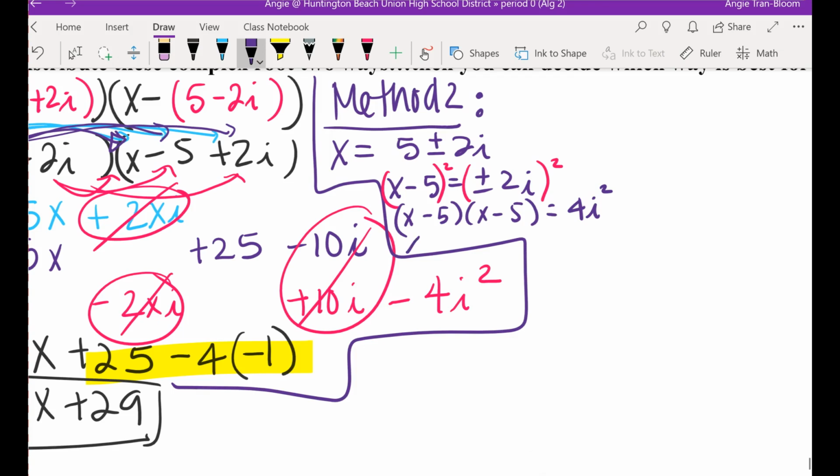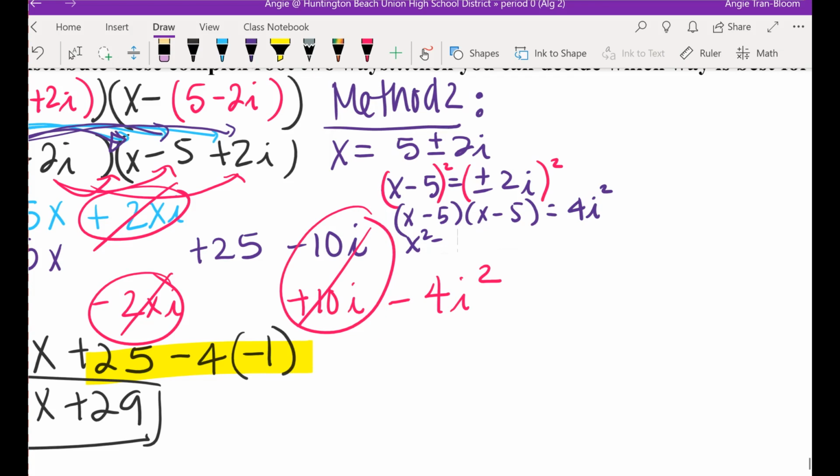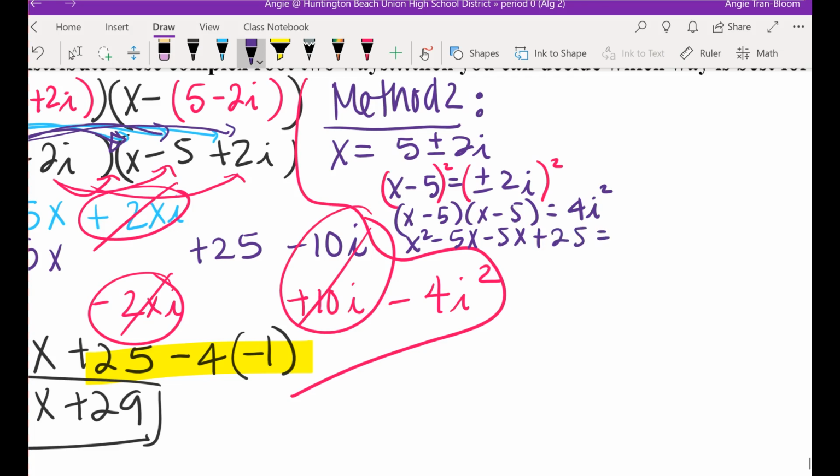Then I'm going to FOIL out or multiply out the x minus 5 times x minus 5. That will give me x squared minus 10x. Or should I write that out twice? Do you want me to write 5x and 5x? So x squared minus 10x plus what for the end? 25 equals 4 times i squared, which is what? Negative 1. So this is now x squared minus 10x plus 25 equals negative 4.